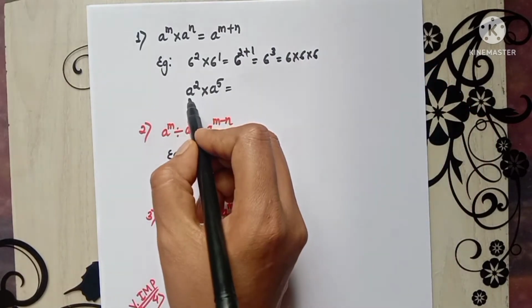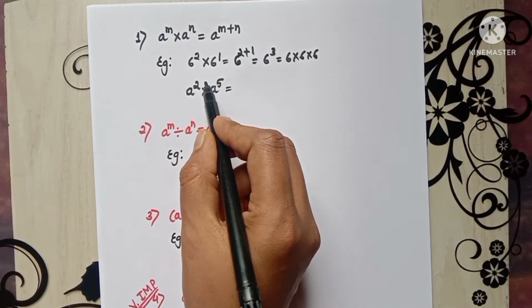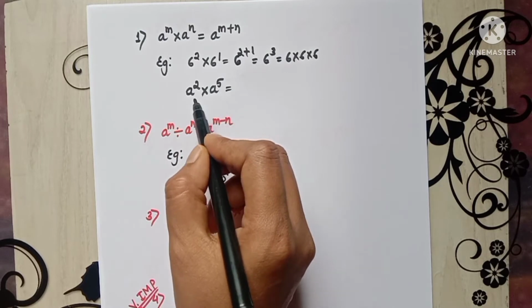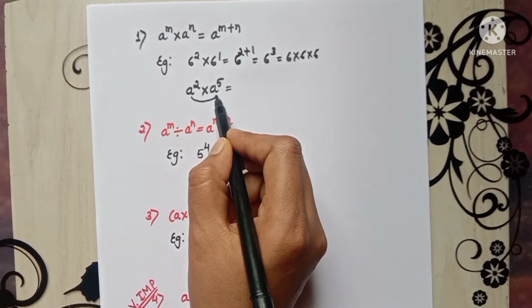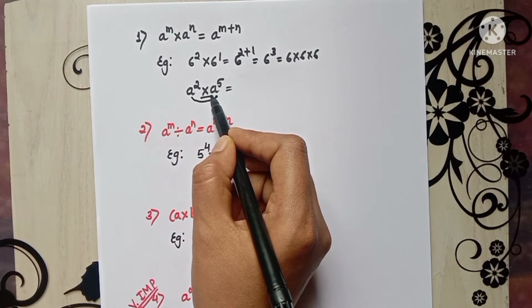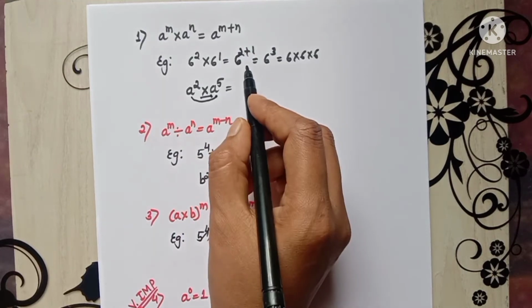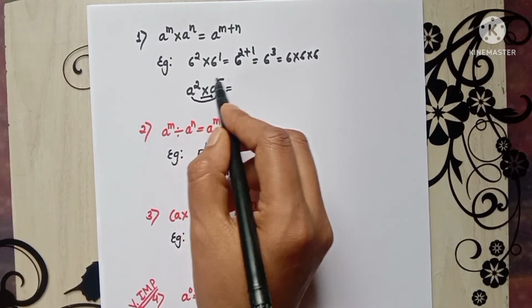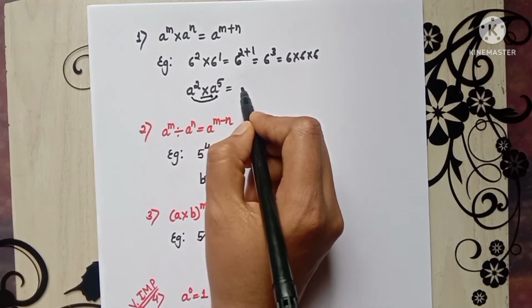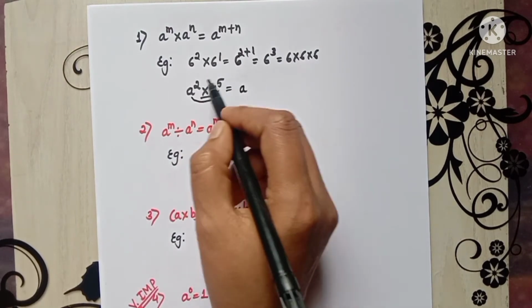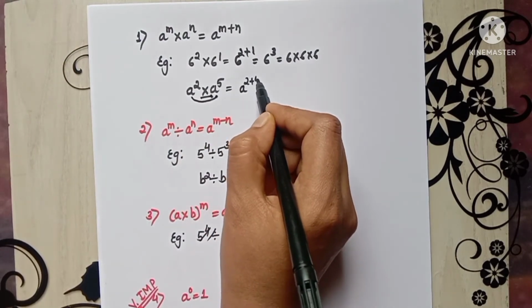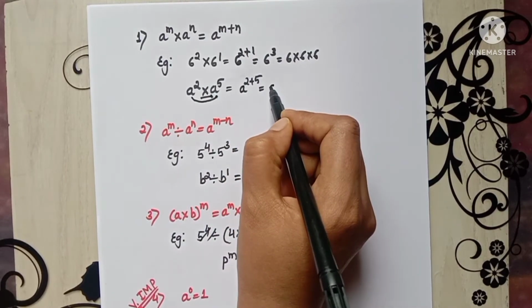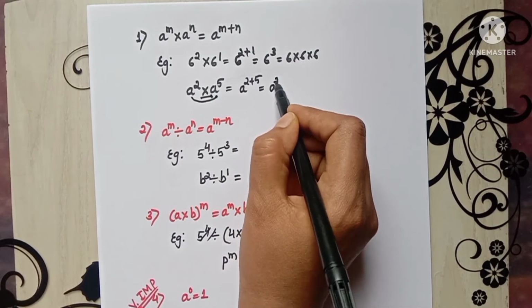Write down the answer yourself. a to the power 2 into a to the power 5. Here also the bases are same and we have a multiplication sign. Therefore, the powers will be added. So, the base is a, and the powers are 2 plus 5, which is equal to a to the power 7.